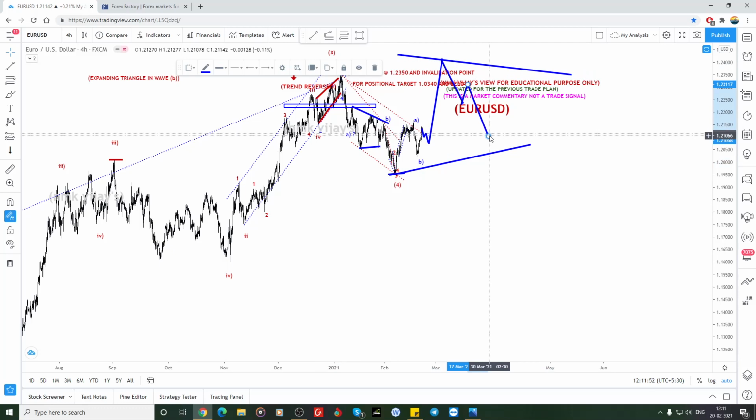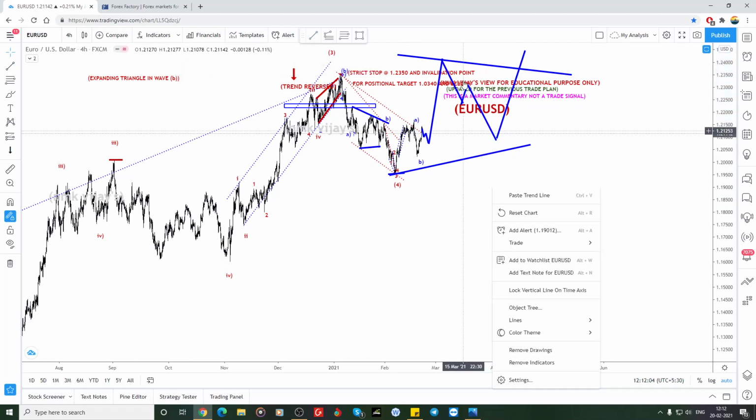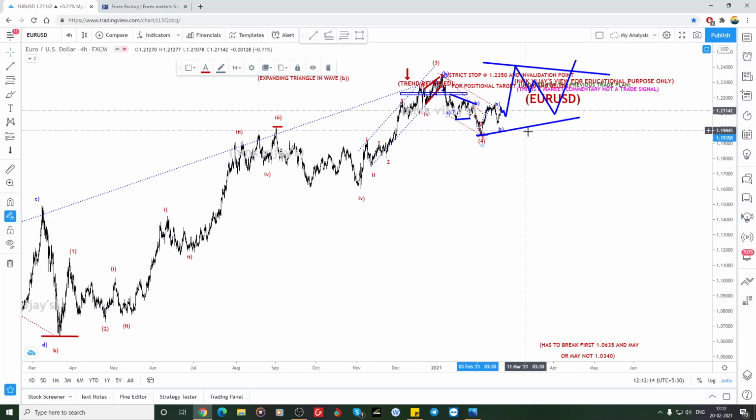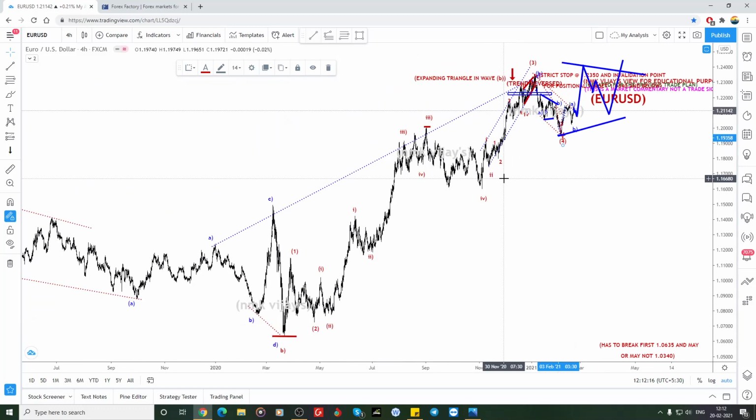So if it is making a running flat, it has to again shoot from here. So if it did like this, we don't know whether it is making a triangle, running triangle, or it is going to make a running flat correction, and this is the end of the fourth, or it could be the end of the fourth here as a triangle. So as I said in the crude, like that I'm expecting. So this is my view.